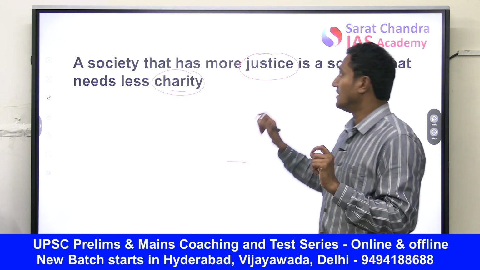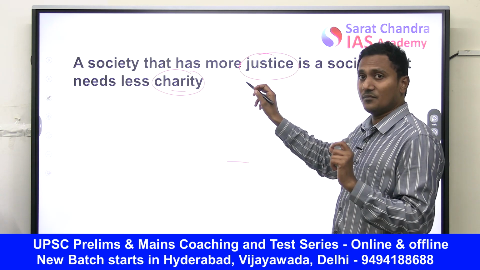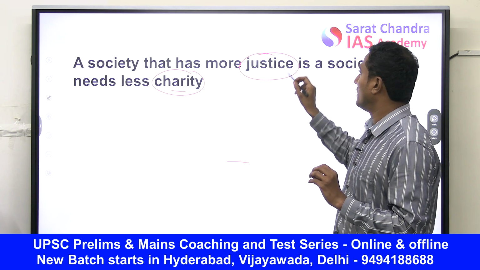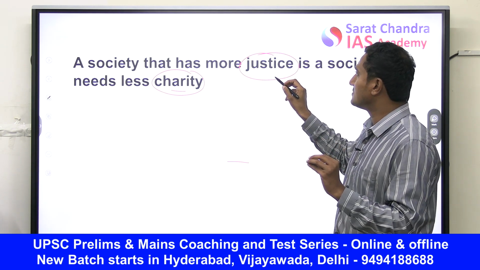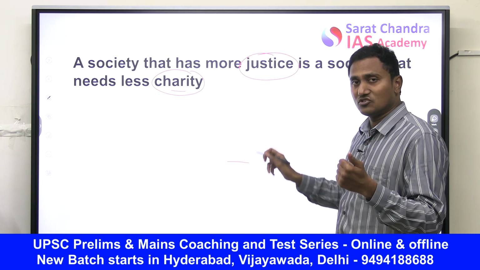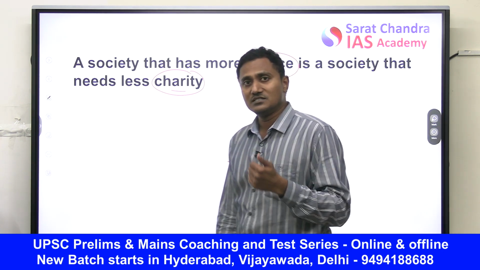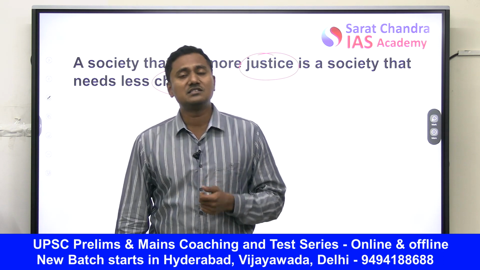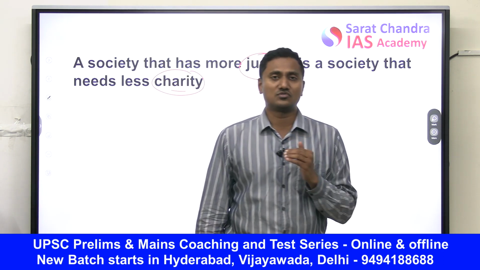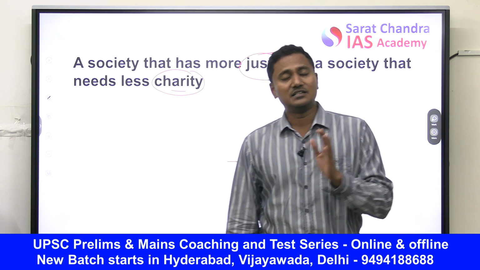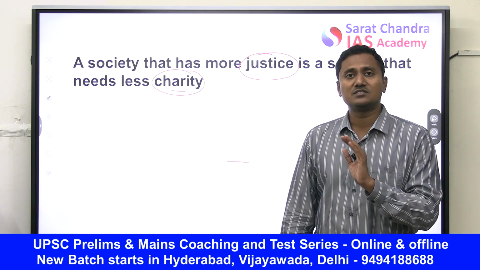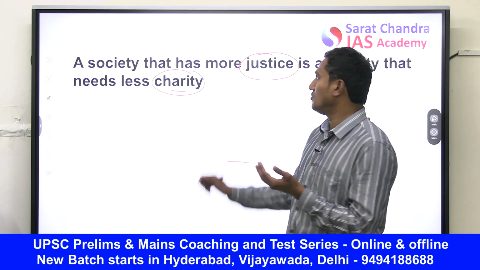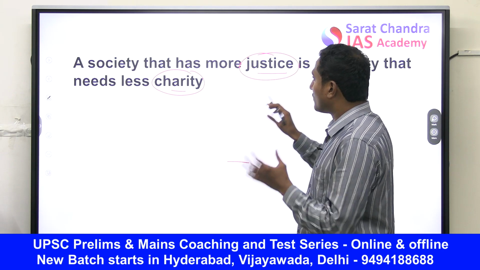That means after explaining the statement, give examples. You should also mention the reasons because of which justice sometimes lacks or is less in a society. Explain those things and also tell why in such societies there is more need for charity. So that is one dimension.